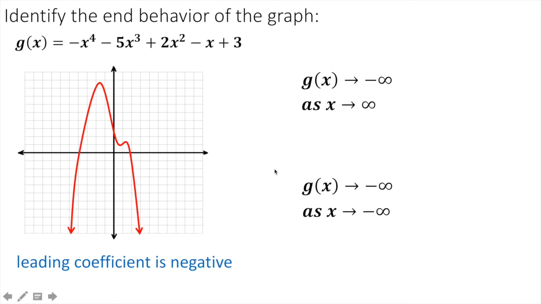Okay, and this is the notation that you would use for this one. As x approaches negative infinity, g of x approaches negative infinity. You'd write these down, and that's really what we're just concerned about on this one, just the end behavior, what's happening at the very end here.